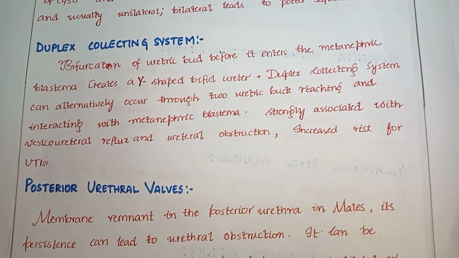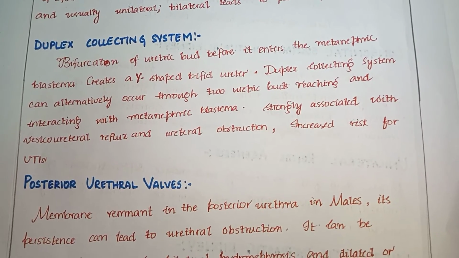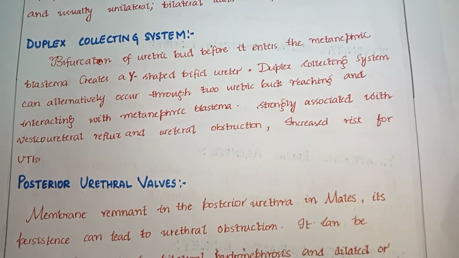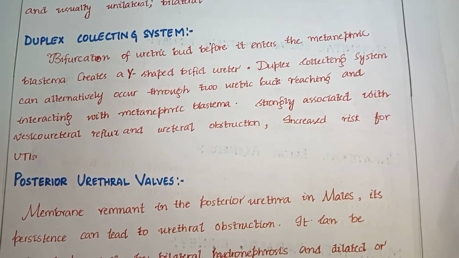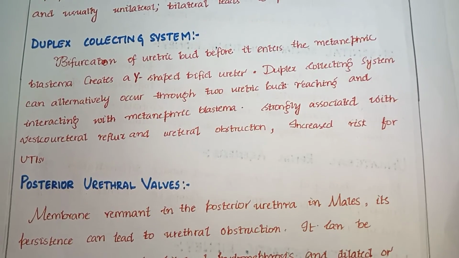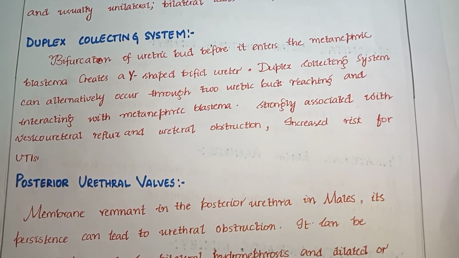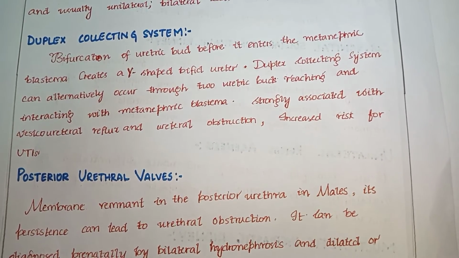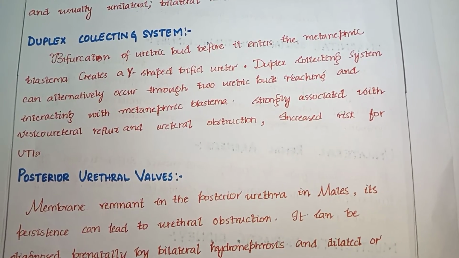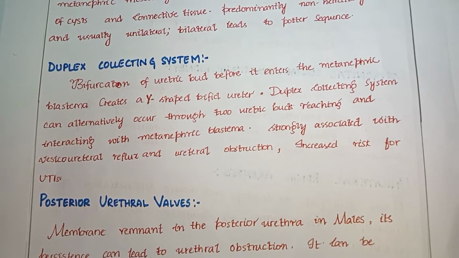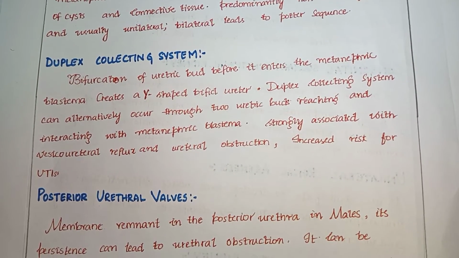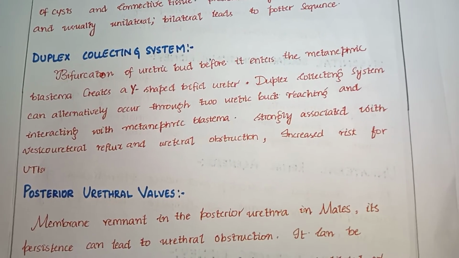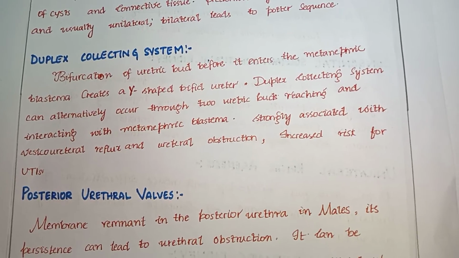Duplex collecting system. Bifurcation of the ureteric bud before it enters the metanephric blastema creates a Y-shaped bifid ureter. Duplex collecting system can alternatively occur through two ureteric buds reaching and interacting with the metanephric blastema. It is strongly associated with vesico-ureteral reflux and ureteral obstruction, and increased risk of urinary tract infections.